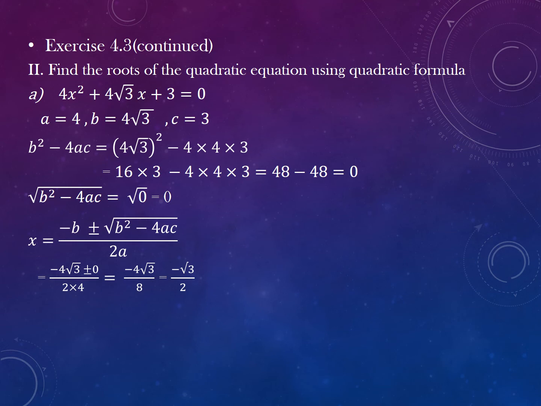As a quadratic equation is of degree 2 and we have two roots, we can see the roots are repeated. Therefore, the roots are negative root 3 by 2 and negative root 3 by 2.